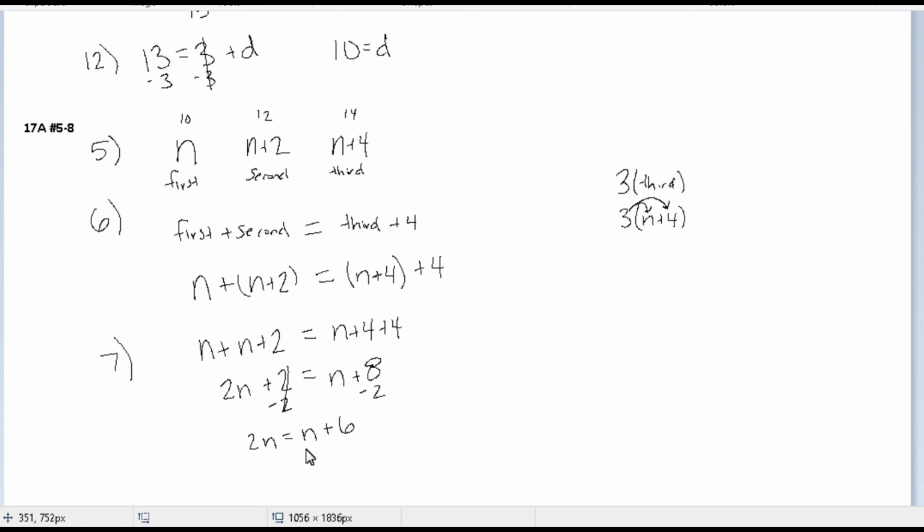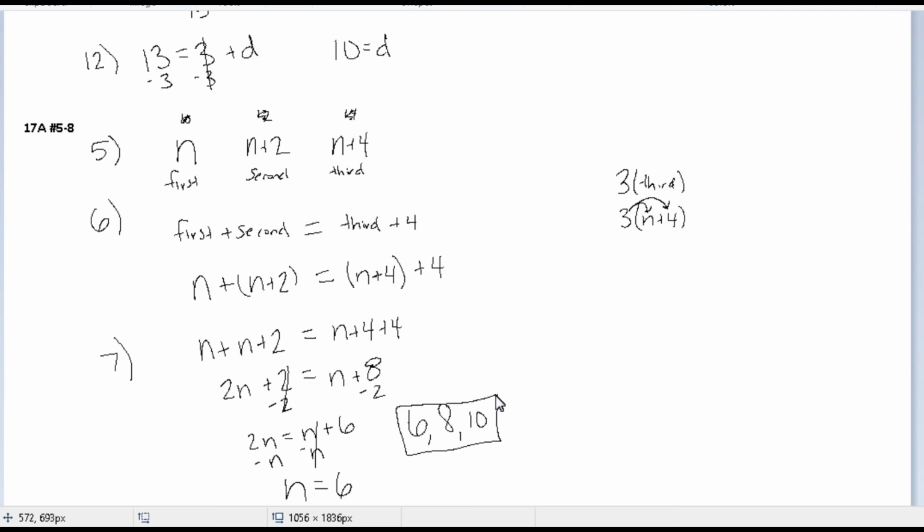And to move the n over, I subtract it from both sides. So 2n minus 1n is just 1n. This one cancels, and n is 6. So then my integers, remember these were just examples, not the actual answer. The first one was n is 6, and they were even, so it must be 6, 8, and 10.